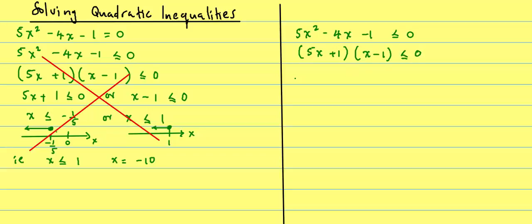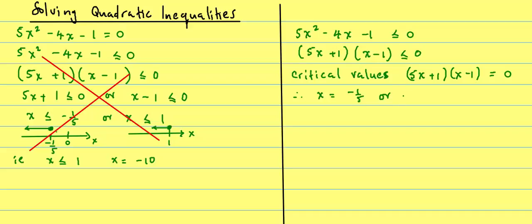At this point we need to find what we call critical values. And these are the values which will make the left hand side equal to 0. So we equate the left hand side to 0. So at this point we are saying they occur when 5x plus 1 multiplied by x minus 1 is equal to 0. Therefore, this tells us that x is equal to minus 1 over 5, or x is going to be equal to 1.